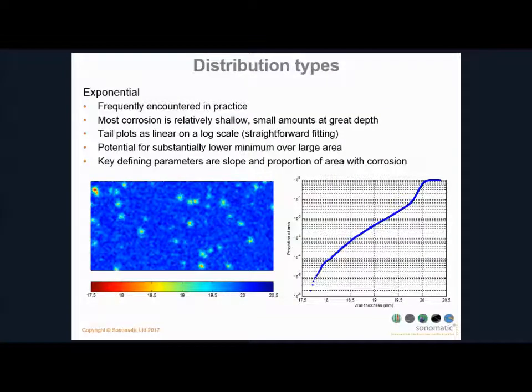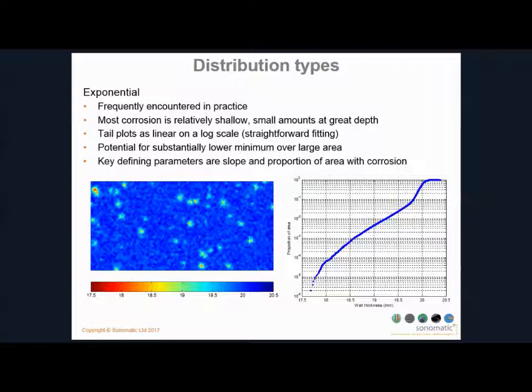So the main distribution types that we use, the first one is exponential. This is quite frequently encountered in practice. What it indicates, and looking at this on a log scale, is the tail tends to be close to linear on the log scale. And basically what that's saying is that most of your corrosion tends to be fairly shallow. In other words, most of the corrosion, the majority of area corroded, still has a thickness that's probably relatively close to nominal.